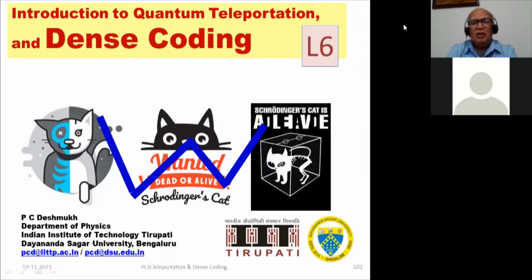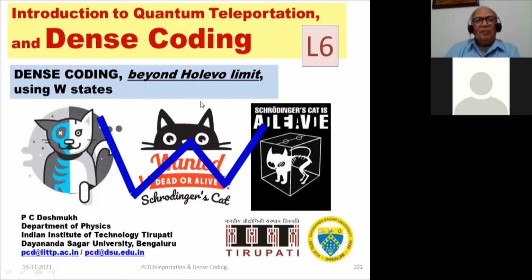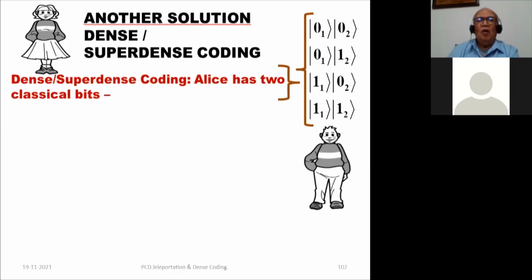And now we are going to use 3 qubits. So there are like 3 cats in a state of being dead and alive, a superposition of being dead and being alive. And these are called W states. And essentially, we will use the W states, the 3 qubit states, to beat the Holevo limit, go beyond it, and demonstrate how dense coding can be done.